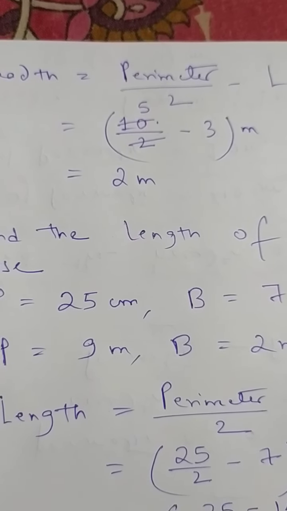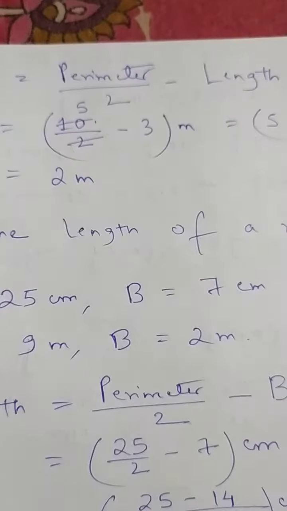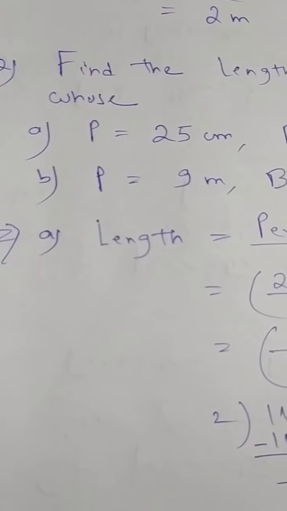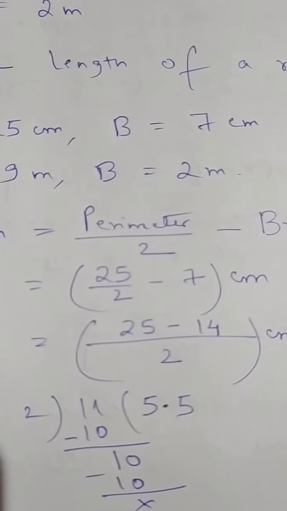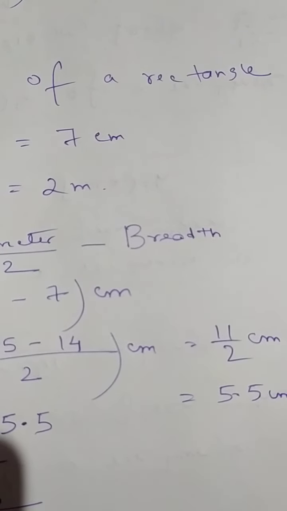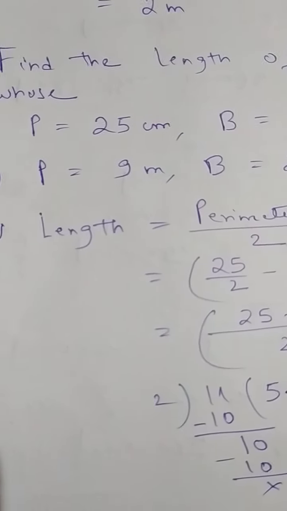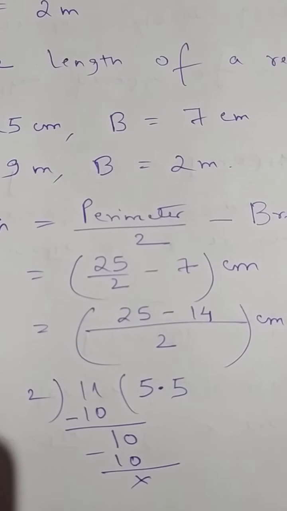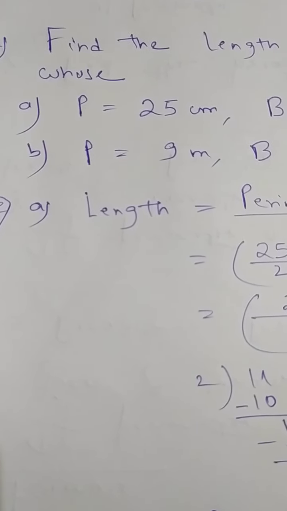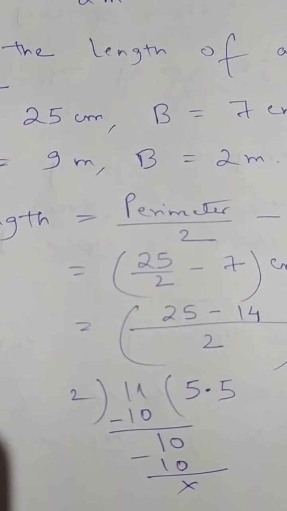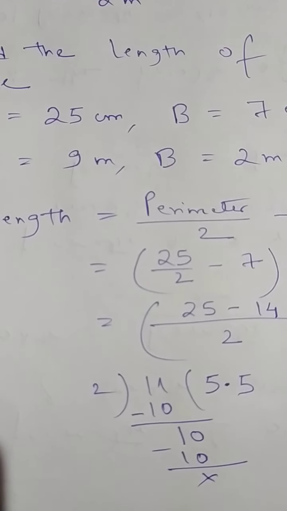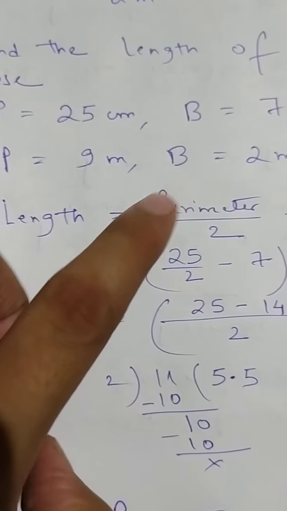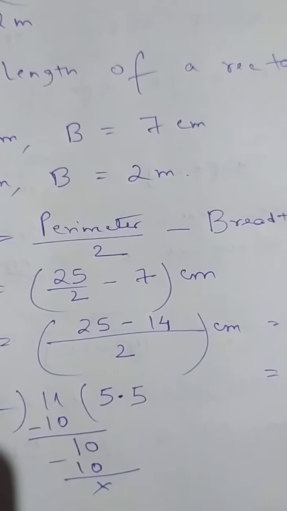So those two formulas you have to remember. Now the next case. Number 2. Find the length of a rectangle whose number A, perimeter 25 cm and breadth is 7 cm, and number B, perimeter is 9 meter and breadth is 2 meter. So these are two questions, A and B. You have to find the length. So first length formula, you know, perimeter by 2 minus breadth.